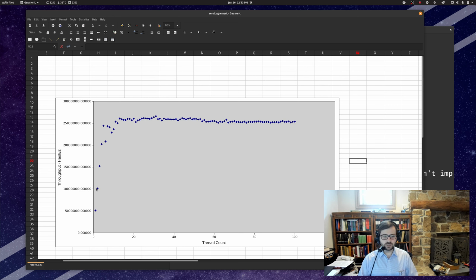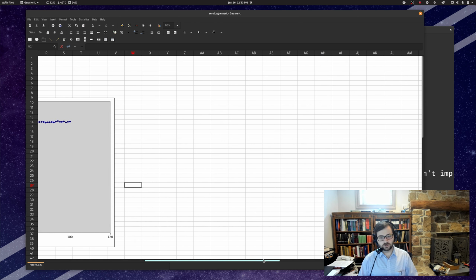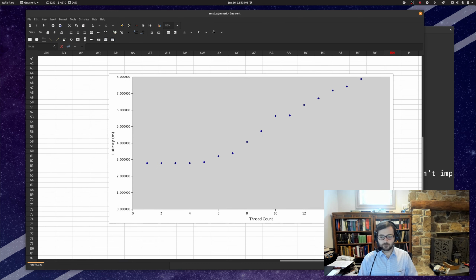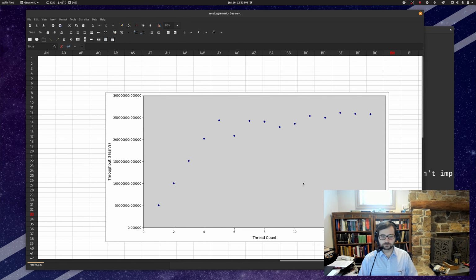And just to get a slightly better idea of what's going on here, I graphed just the first 16 threads. So if we scroll on over here, we can see the same graphs, but only with the first 15 or 16 threads. And what we see here on throughput is we get this nice straight line up to 5 threads. And then it drops a little bit at 6, but that's probably just noise.